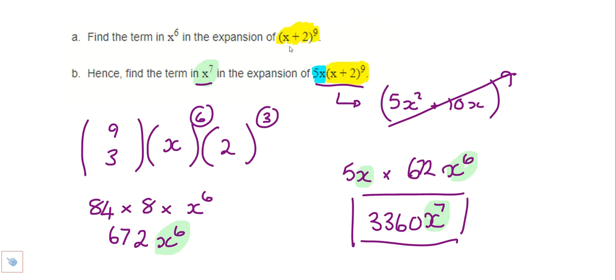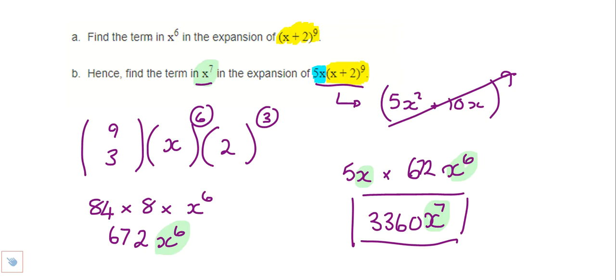But Mr. Cox, could you not just find (x + 2) to the power of 9, but find x to the power of 7 from your previous one and then just times that by 5? But what would I end up with? I'd end up with x to the power of 8. I'd end up with the wrong one. Oh, I see. Yeah.